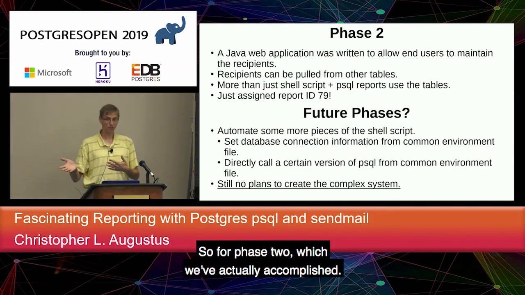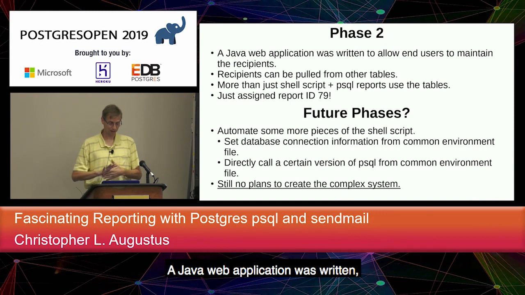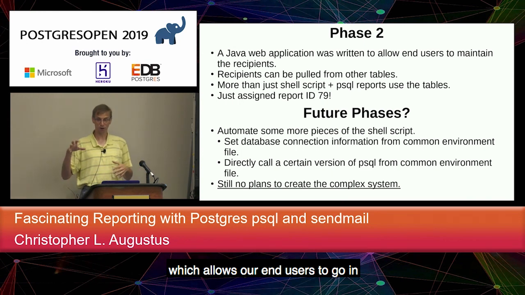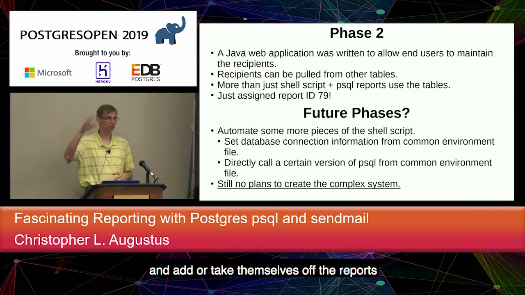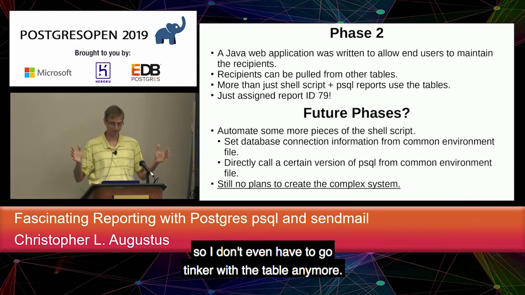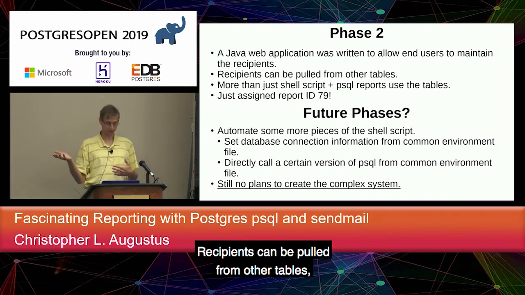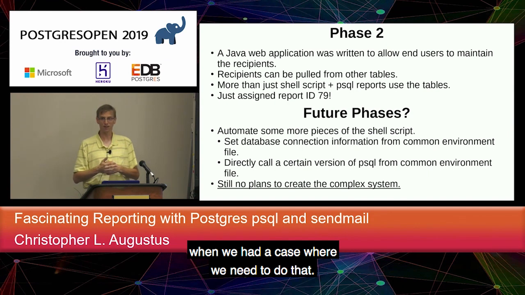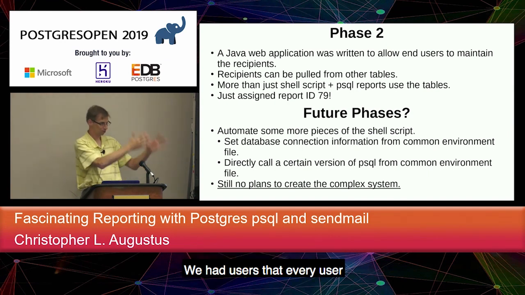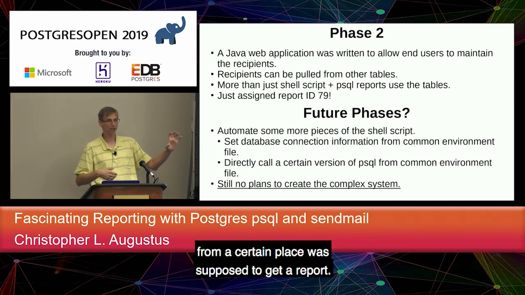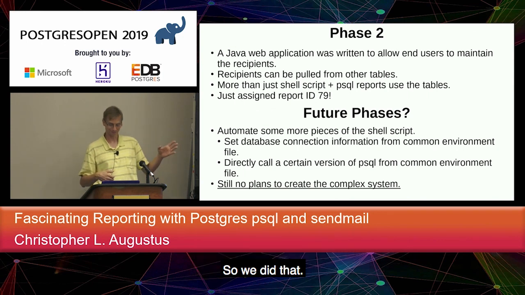So for phase two, which we've actually accomplished, a Java web application was written, which allows our end users to go in and add themselves or take themselves off the report, so I don't even have to go tinker with the table anymore. Recipients can be pulled from other tables. We had a case where we needed to do that. We had users where every user from a certain place was supposed to get a report. So we did that.